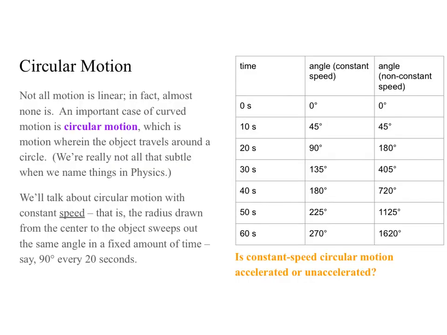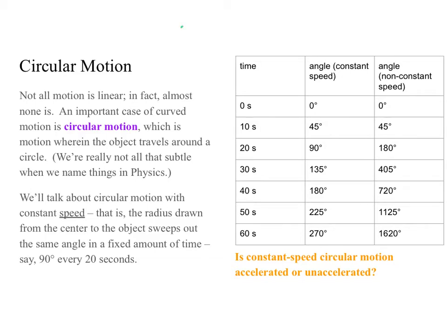Circular motion. Not all motion is linear. In fact, almost none of it is. An important case of curved motion is circular motion, which is motion wherein the object travels around a circle. We're not that subtle when we name things in physics. We'll talk about circular motion at constant speed. That is, the radius drawn from the center to the object sweeps out the same angle in a fixed amount of time, say 90 degrees every 20 seconds or something like that.